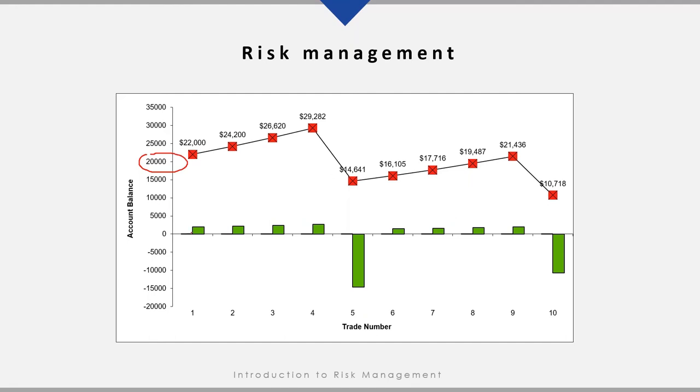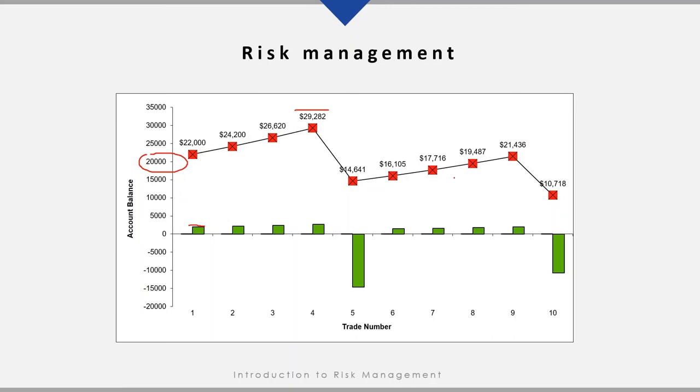Now, trade one, we made 10%, which meant our account balance after trade one went up to $22,000. Trades 2, 3, and 4 also made 10%. So after trade 4, our account balance is now a little bit short of $30,000. Now, trade 5 was a losing trade, and in that single trade, we lost 50% of our money. So our account balance was affected accordingly.